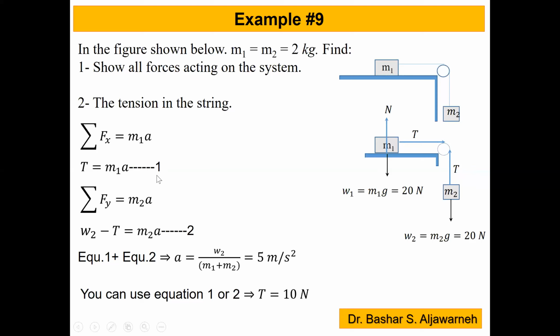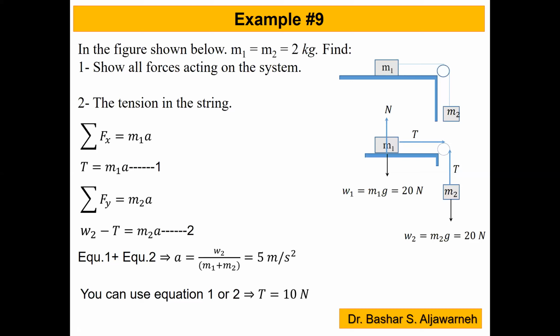Now I have two equations with two unknowns. For me, I like to add them together. Then minus T plus T cancel out. You can calculate the acceleration. Where is the acceleration from those two equations? Here it equals 2W2 divided by m1 plus m2. You will end up with 5 meters per second squared, the acceleration.